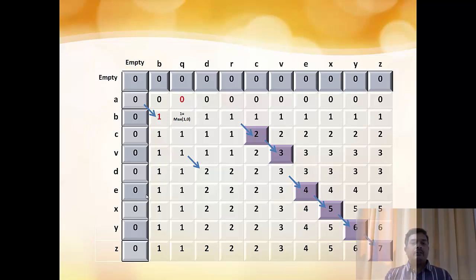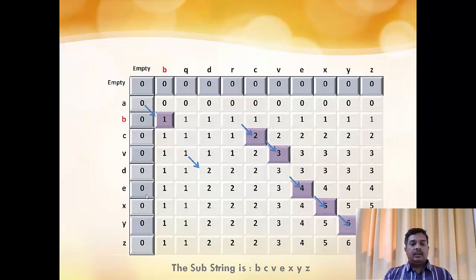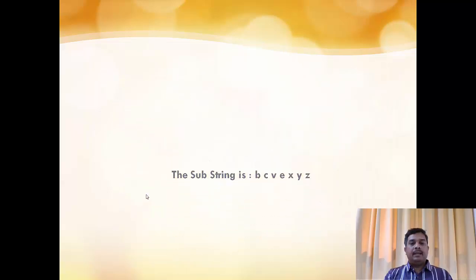Now here also the value we got from the top and left elements' maximum, and we are going in the maximum direction, that is 1. Now we found a cell which is pointed by an arrow. So we'll write that particular cell. Now if we follow the tail, we are coming to the initial string. So the substring is B, C, V, E, X, Y and Z.